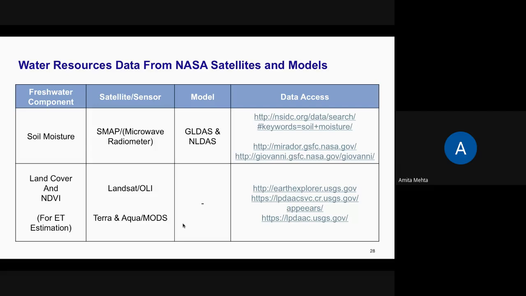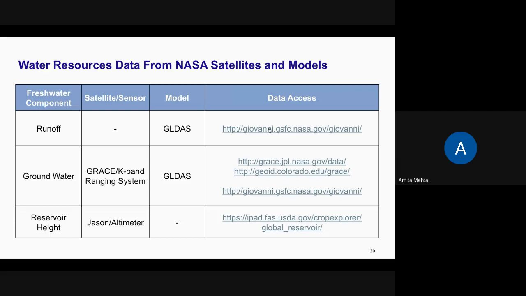You can also convert these data. So original data are in HDF or NetCDF format, but through some of these tools, you can convert them to GeoTIFF if you want to use them in GIS. Again, Giovanni, almost all GLDAS is available there. GRACE data are available from JPL sites. These you can go and just download. And altimeter data are available from the Foreign Agricultural Service site. It's shown here. So all these data are very easily available. You can subset them spatially and temporally as well.